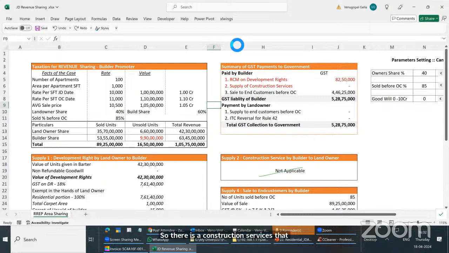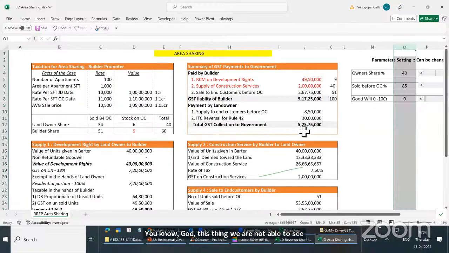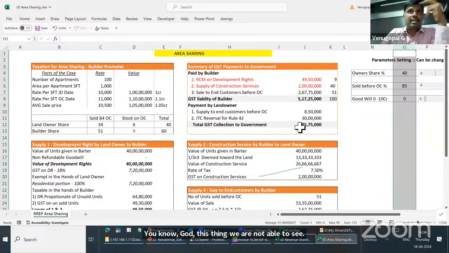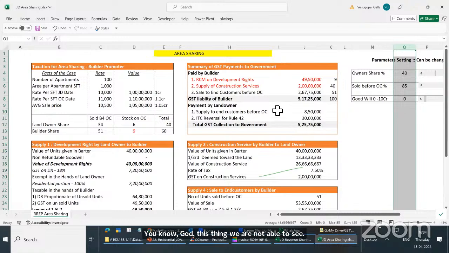No, the other screen we are not able to see. Sir, can you see the area sharing? Now we are able to see.